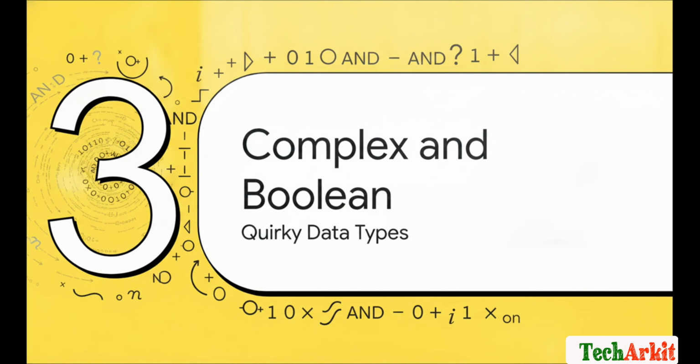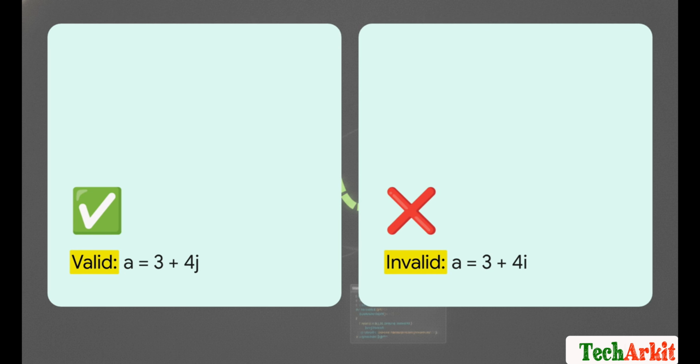All right, section 3, let's get into the quirky ones: complex and Boolean types. Now, if you come from an engineering or high-level math background, you really need to pay close attention here because this is a major gotcha. A complex number has a real part and an imaginary part, right? In traditional math, we always use i to represent the square root of -1.